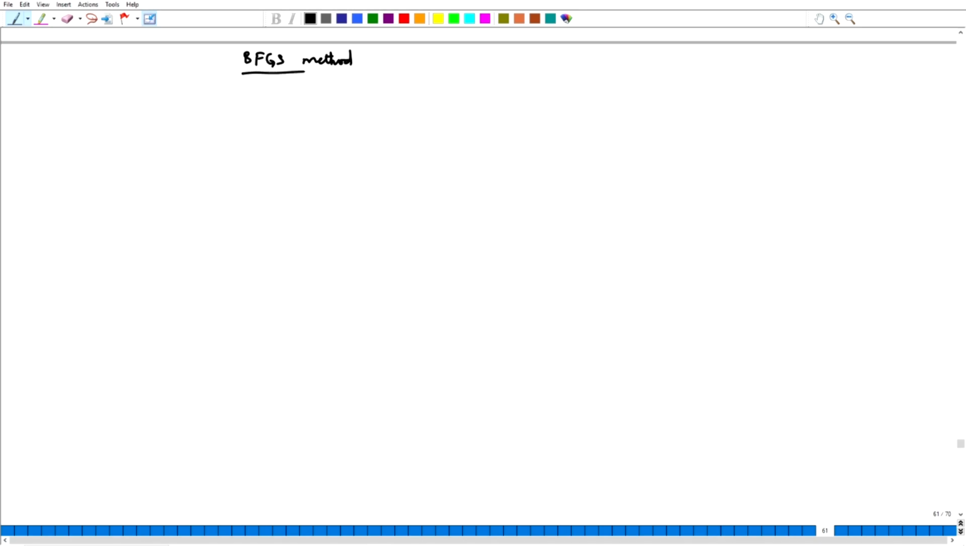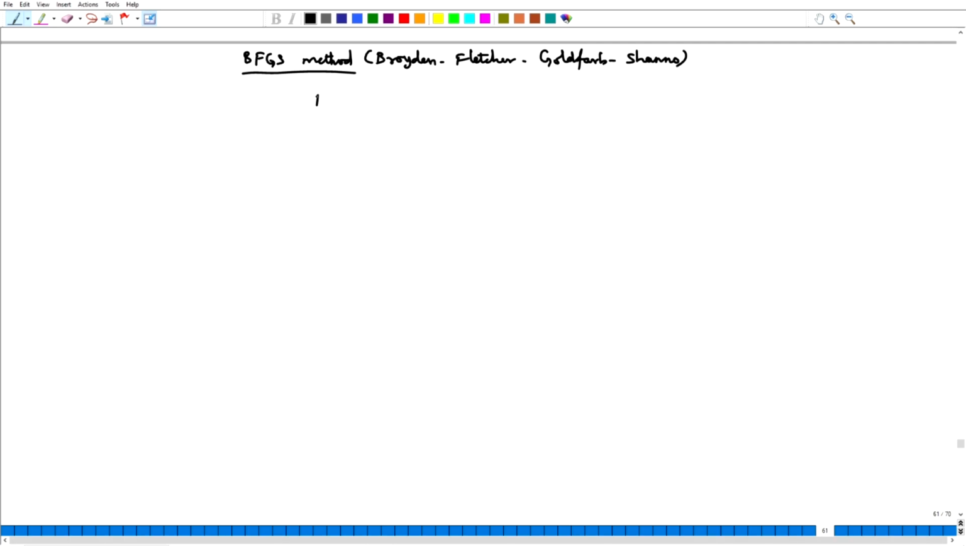Okay, so this is named after Broyden, Fletcher, Goldfarb and Shanno. Here again, the difference between the rank 1 correction, DFP method and the BFGS method is just in the update step B_{k+1}.